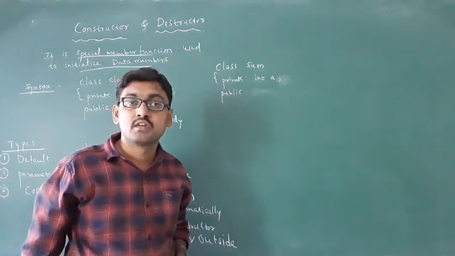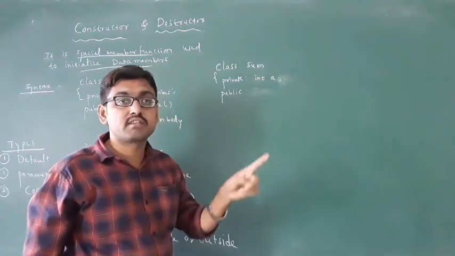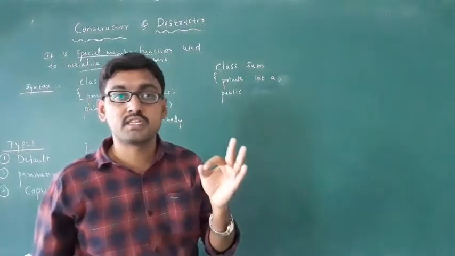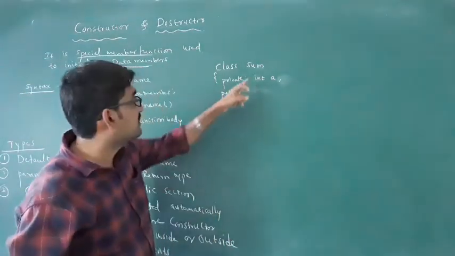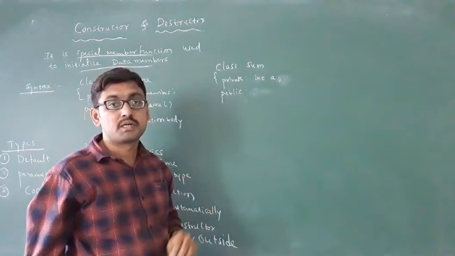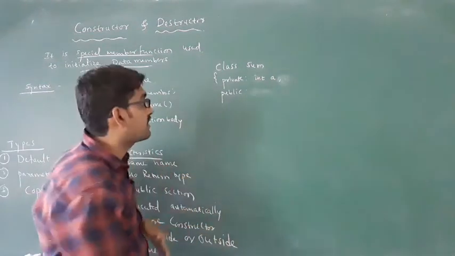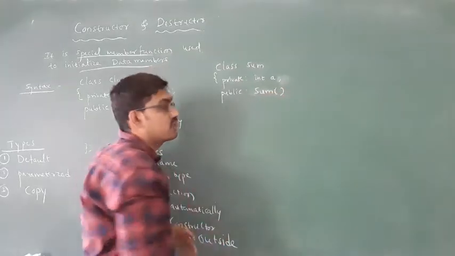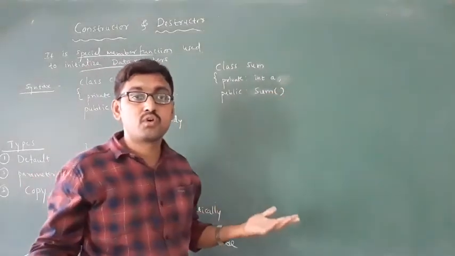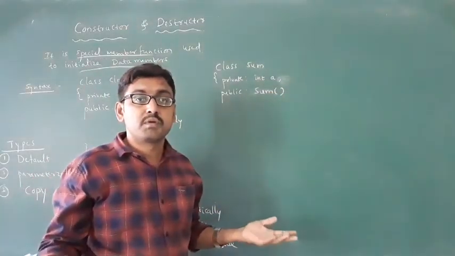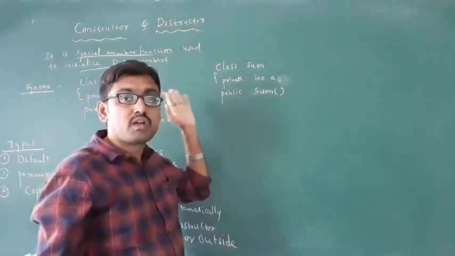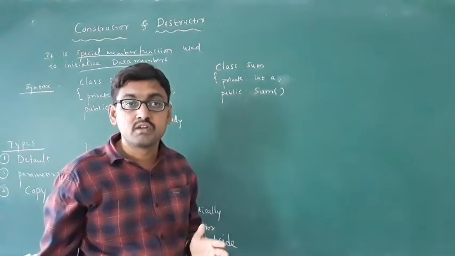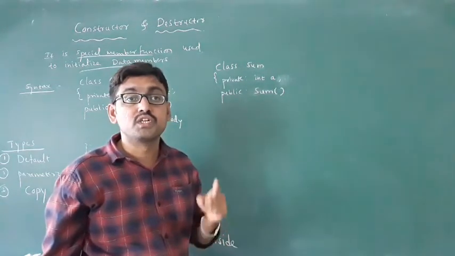Always remember, the constructor name and class name are always the same. Then what is the class name here? Sum is the class name, and the constructor name is always the same. You know that in the public section I always write member functions. A constructor is also one special member function. What purpose do you use it for? To initialize the data members.